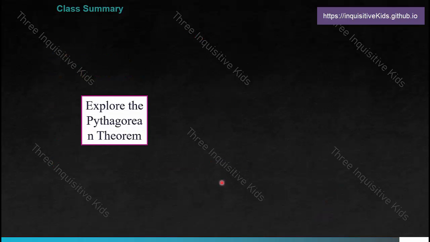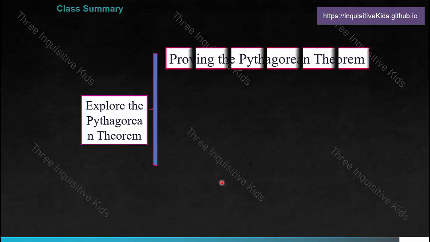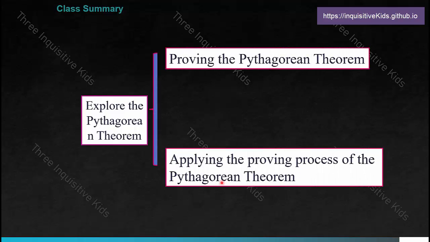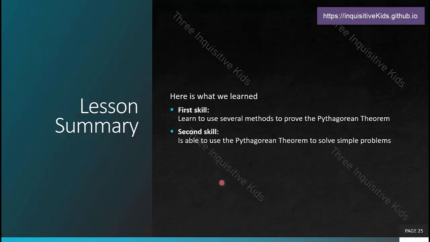Class summary. Exploring the Pythagorean theorem. We learned about proving the Pythagorean theorem and applying the proving process of the Pythagorean theorem to solve multiple problems. The two skills we worked on today were to learn to use several methods to prove the Pythagorean theorem, and to be able to use the Pythagorean theorem to solve simple problems. And yeah, that's it. This is going to be the end of our first part in this chapter, the Pythagorean Theorem. And next time, we'll be digging deeper into, does it have to be a right triangle?